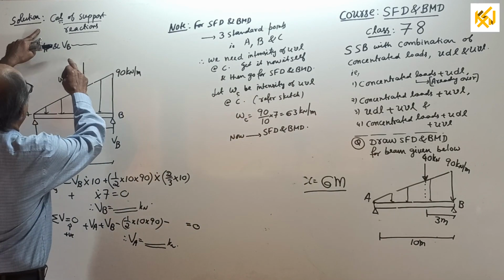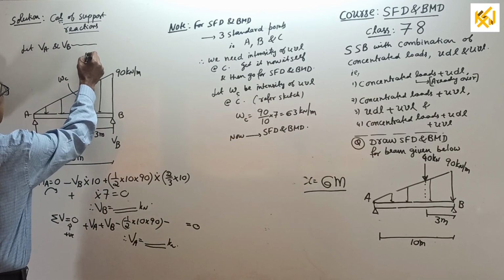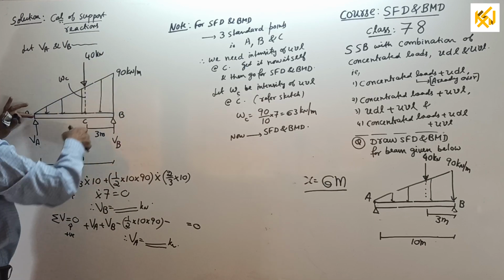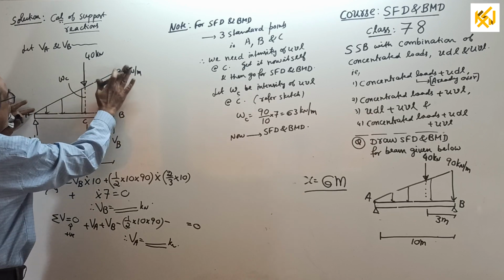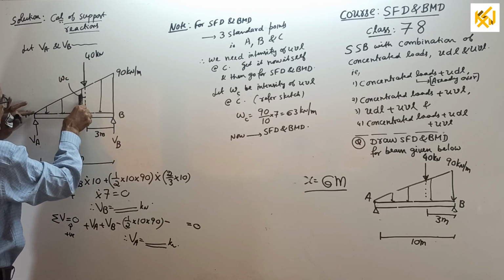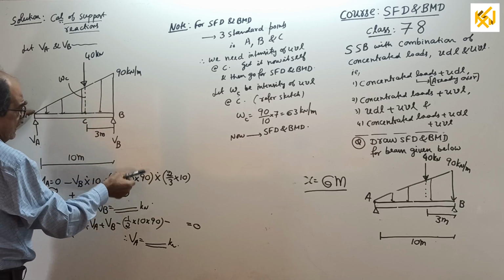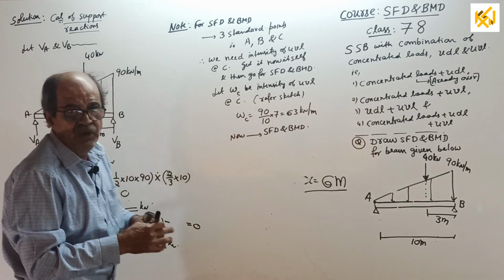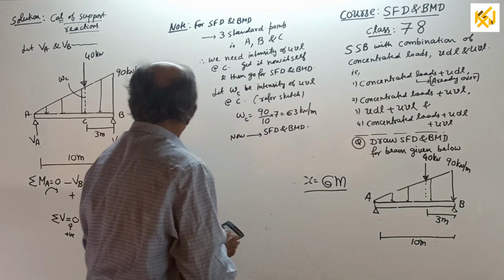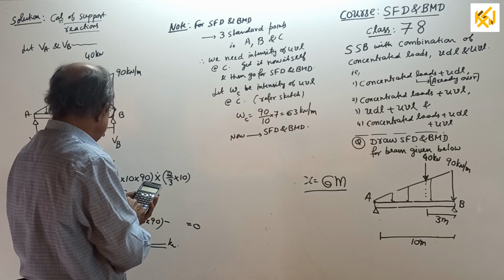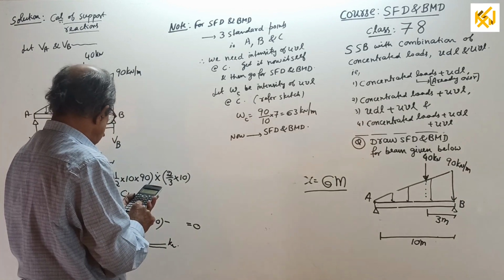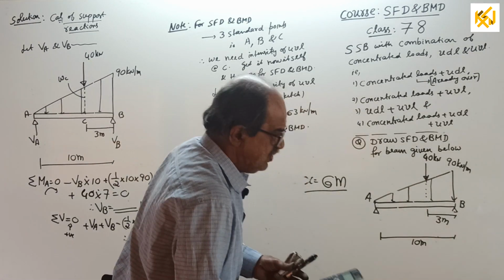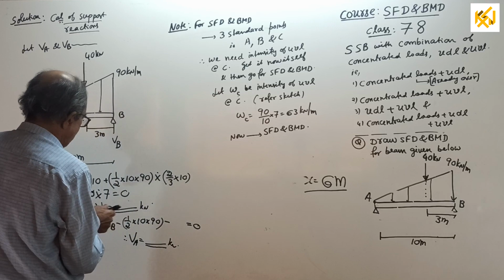Solution. Calculate support reactions. Load is 40 kilonewton. Minus VB into 10 plus half into 10 into 90 into, for the entire triangle, the resultant will be 2/3 of 10 from here, and then that point load 40 into 7 equals 0. You get the value of VB. VB will come half into 10 into 90 into 2 by 3 of 10 plus 40 into 7 divided by 10, which is 328 kilonewton. Okay. 328 kilonewton VB.